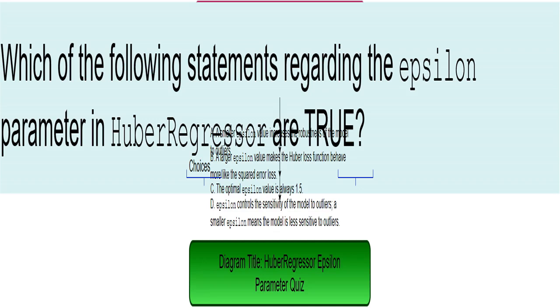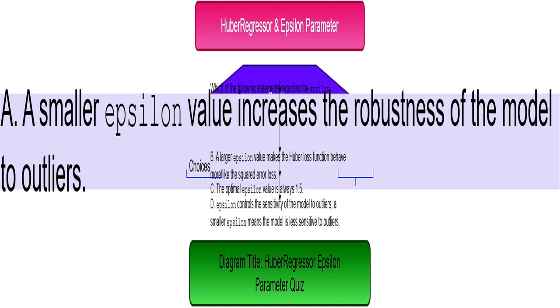This is the core question. We need to carefully examine each statement concerning epsilon within the HuberRegressor and determine whether it's true or false based on our understanding of the Huber loss function. This statement describes how a small epsilon affects the model's resistance to outliers. I will analyze this in detail with the Huber loss function.